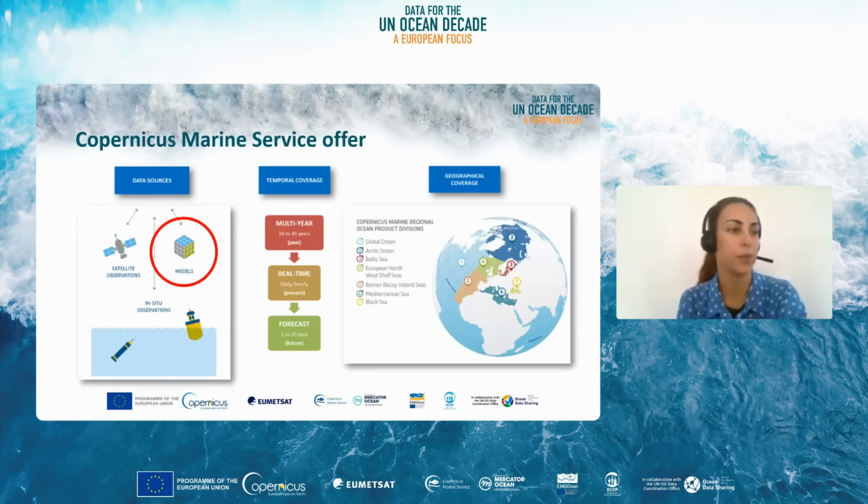So quickly, the Copernicus Marine Service provides a wide variety of data from different sources like in situ observations, satellite data, and models. This data covers different timeframes, from historical data stretching back years to real-time information and forecasts for up to 10 days ahead. It also covers 7 regions, including the global ocean.